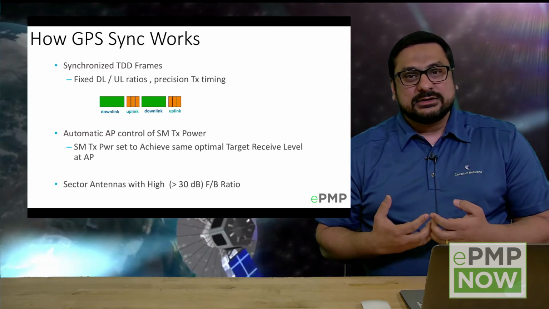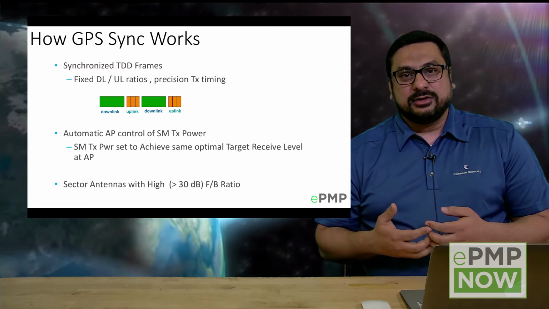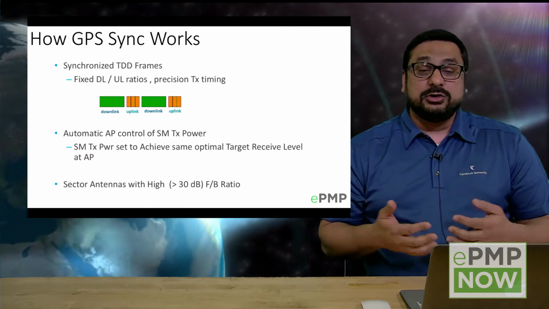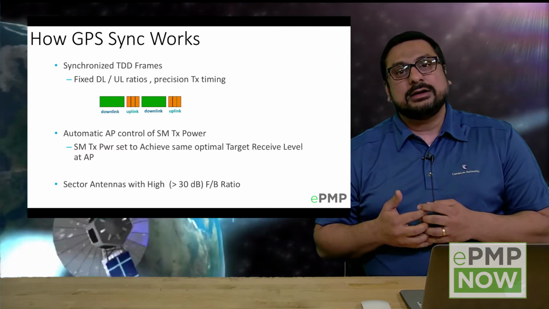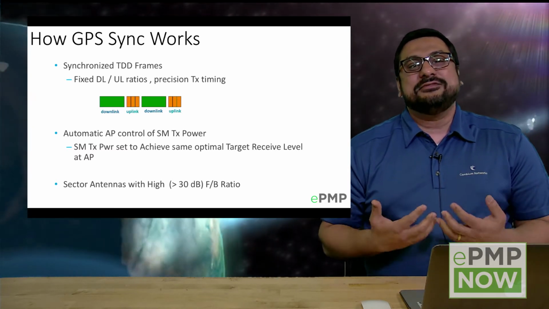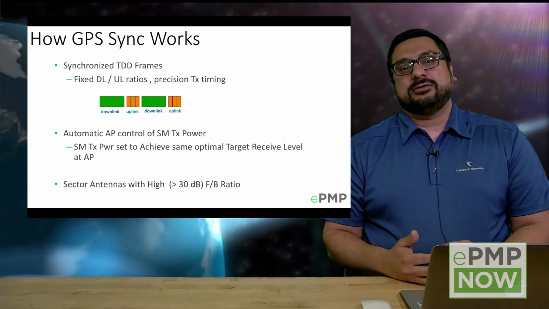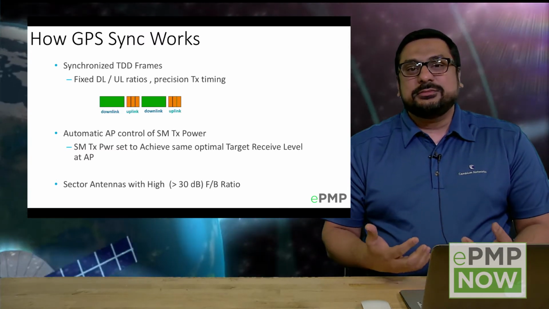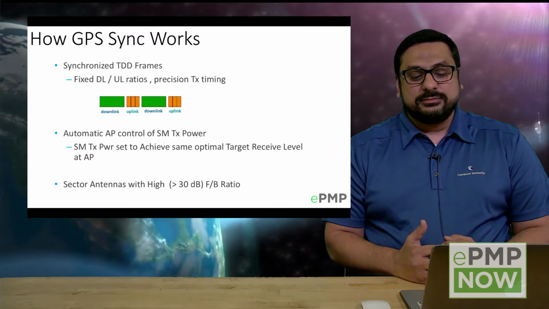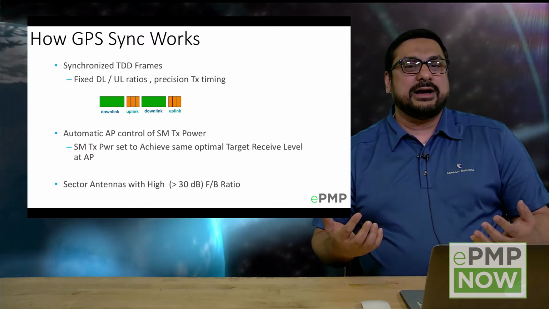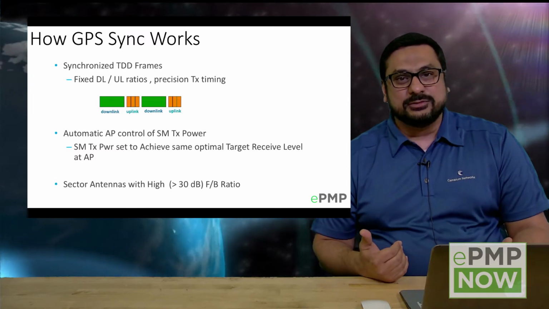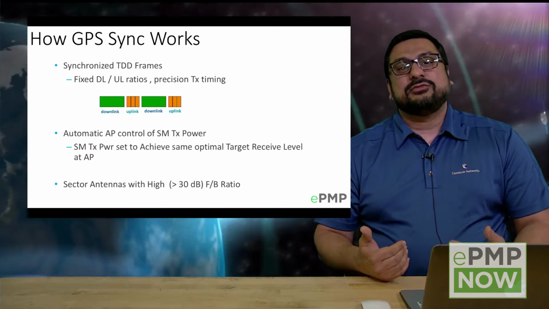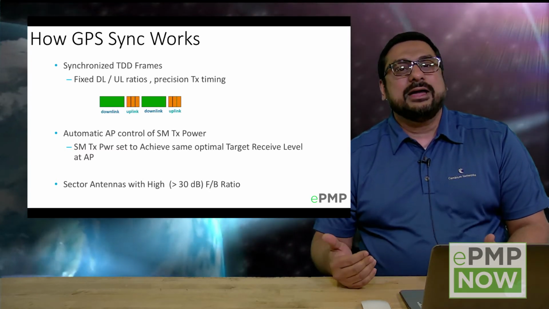ePMP antennas provide at least 30 dB of front to back ratio. In fact, the newer 5 gigahertz sector antenna from Cambium provides 35 dB of front to back ratio. And this number is important. Why is this number important? Because 30 dB of C to I, carrier to interference ratio, is what we need for MCS15 to reliably work.